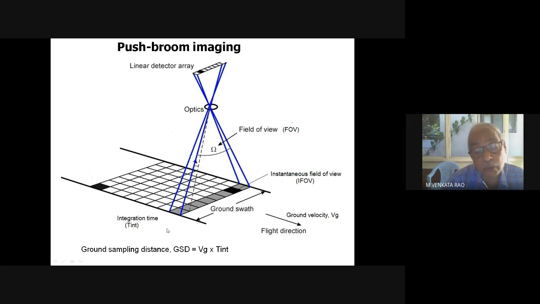That velocity into integration time. This integration time will be, let us say, in milliseconds, or even microseconds. So the time multiplied by this velocity gives the distance. For example, some 10 milliseconds, and the velocity is 6.5 kilometers per second, so approximately 65 meters or so, you get a 65 meter resolution. That is called ground resolution. This ground sampling distance (GSD) is equal to velocity into integration time. This is another way of giving the basic resolution.